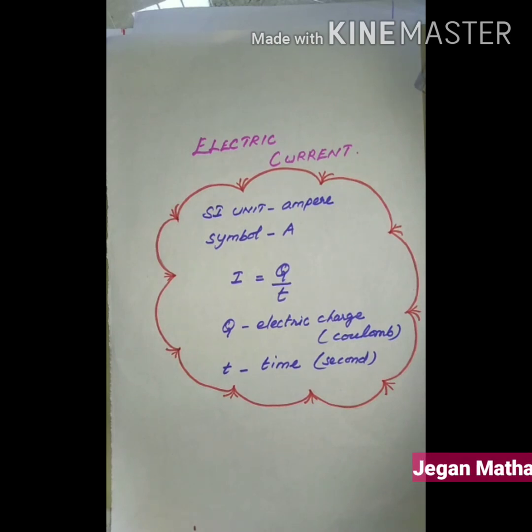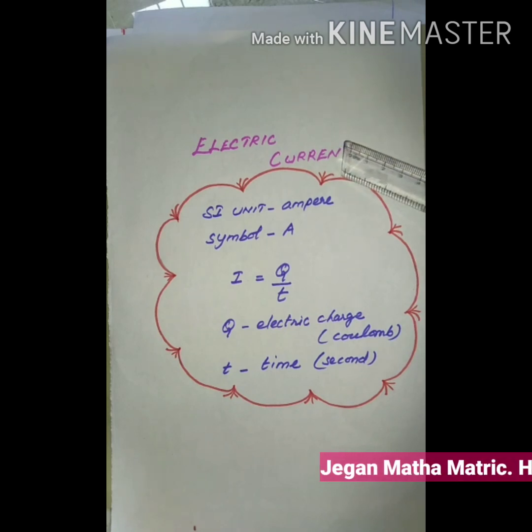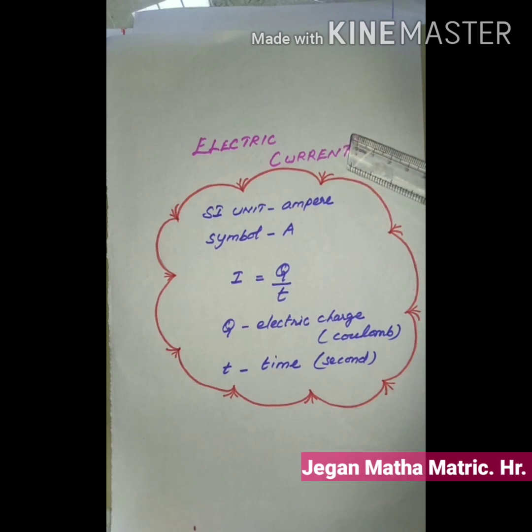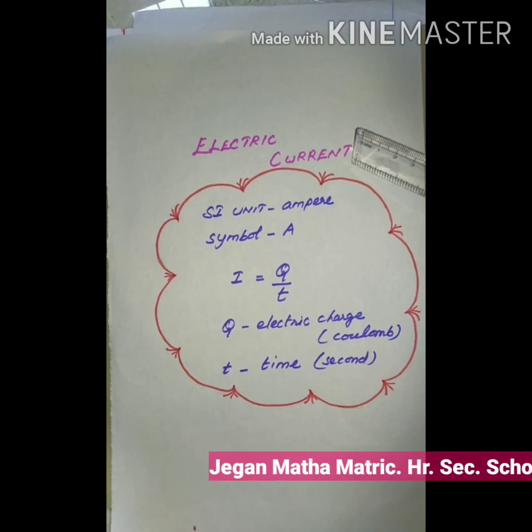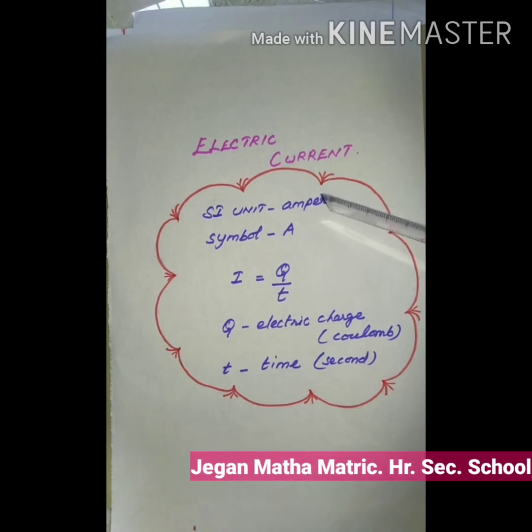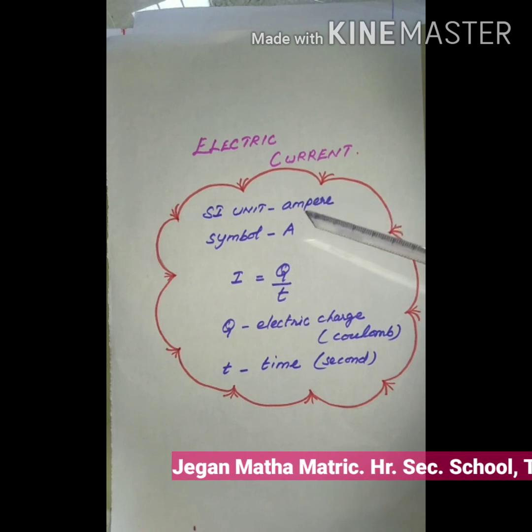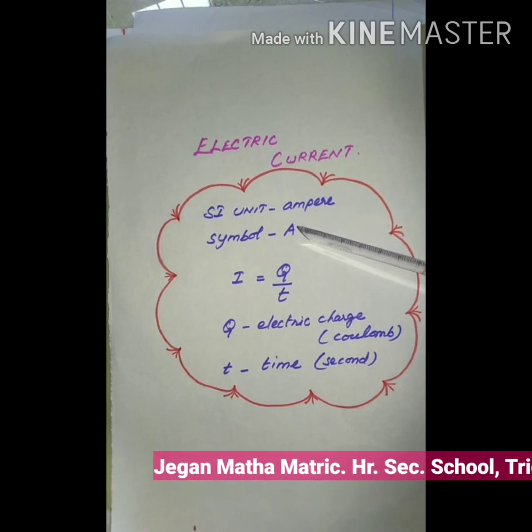Today I take a new topic, one of the fundamental quantities: electric current. Already you learned about four before: length, mass, time and temperature. Now let us see about electric current. Then, what's the unit of electric current? Ampere. Its symbol is A.